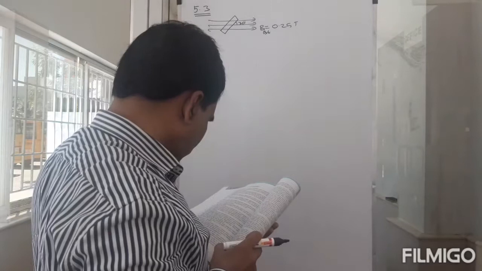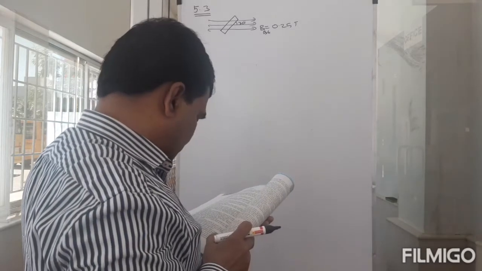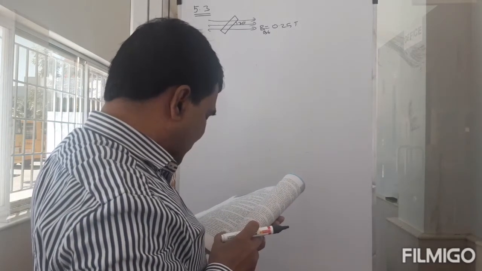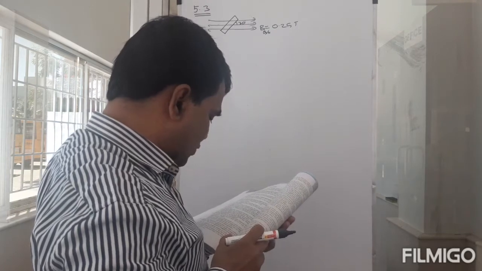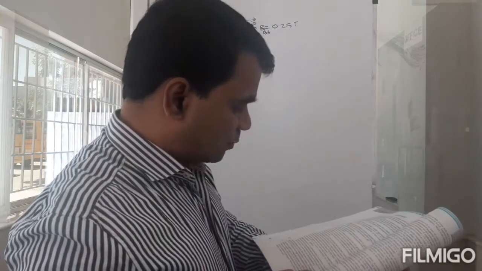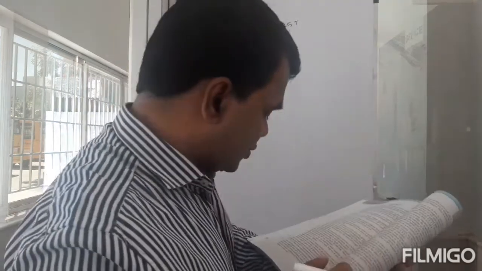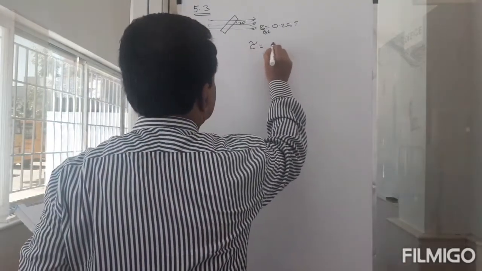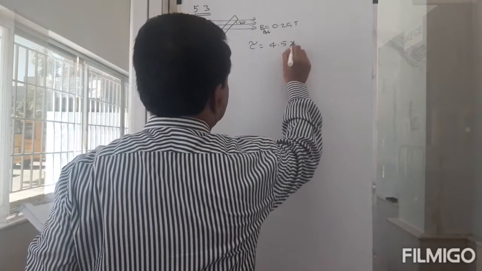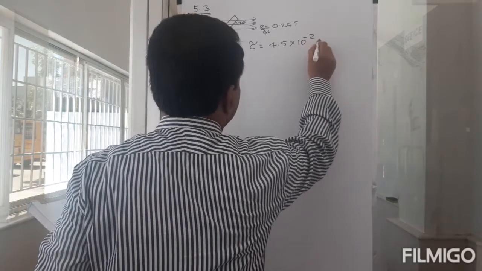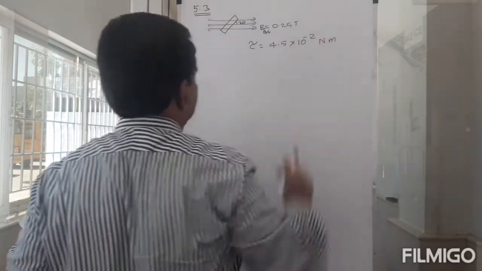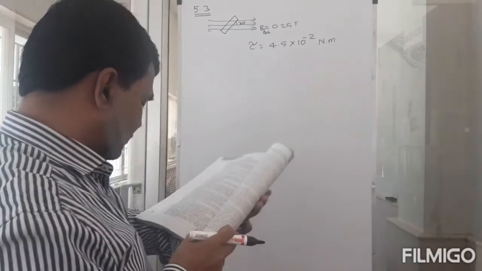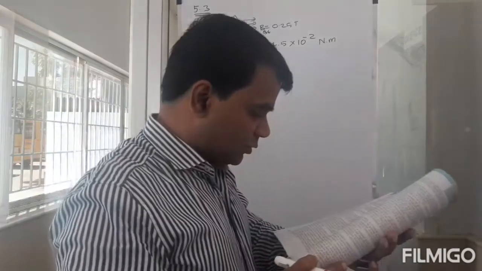And it is experiencing a torque of magnitude equal to 4.5 into 10 power minus 2 Newton meter. So the torque experienced by it is equal to 4.5 into 10 power minus 2 Newton meter. Now the question is, what is the magnitude of the magnetic moment of the magnet?